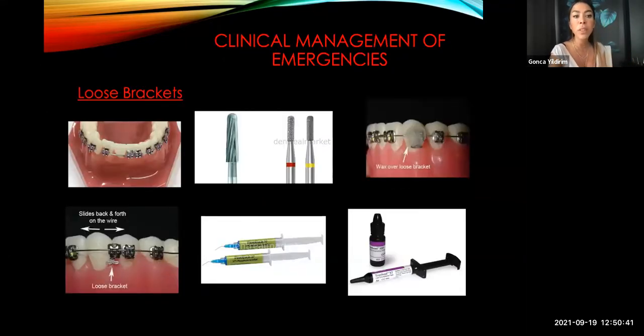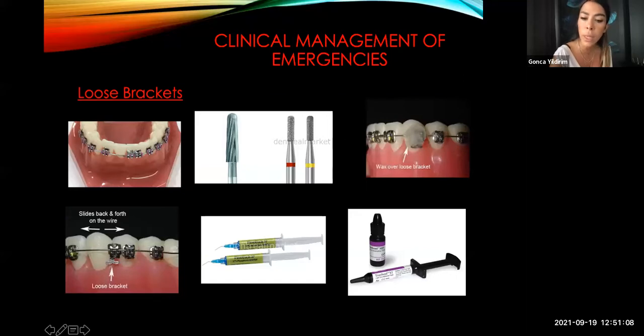What can we do in the clinic when the patient comes with loose braces? First of all, we should remove the residual material on the enamel side. Then we should use etching for about 15 seconds. It should not be more, because we are not trying to do a composite restoration. We are just trying to rebond the braces. That's why 15 seconds should be enough.